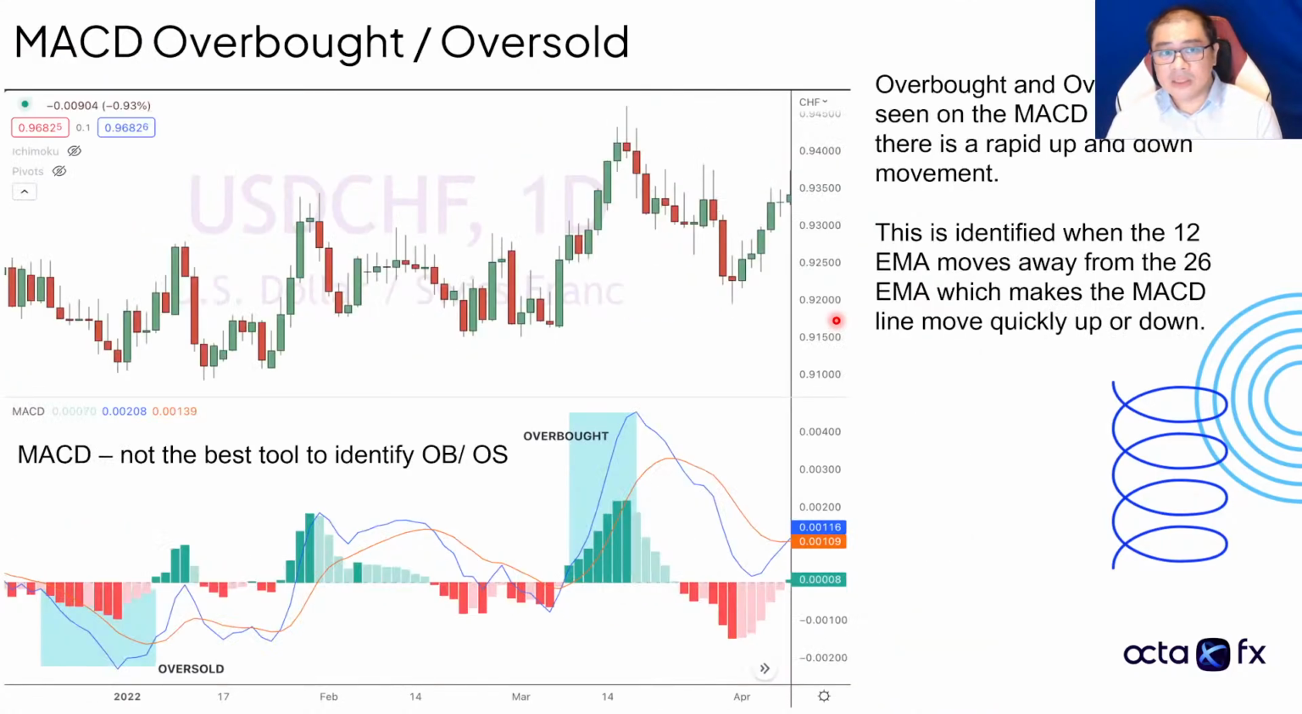Okay, let's talk about MACD as being overbought or oversold. And I don't like MACD as an overbought oversold indicator because this is how we look at it, right? The overbought and oversold condition is only seen when the MACD line suddenly creates a sudden drop to the downside or a sudden spike to the upside.